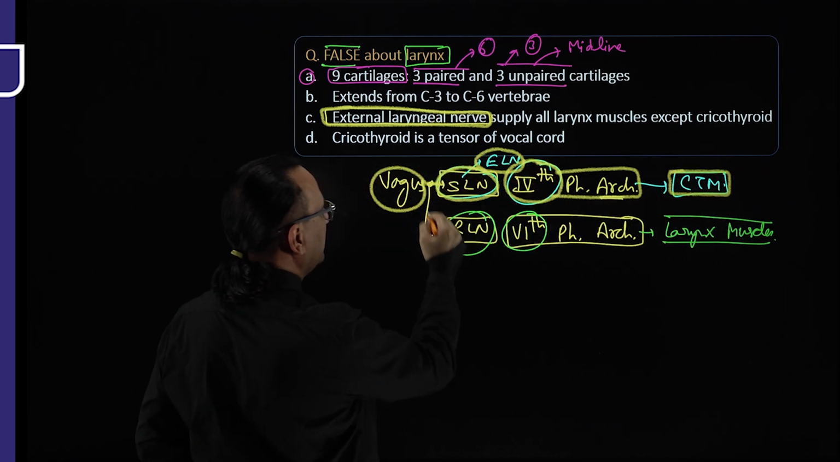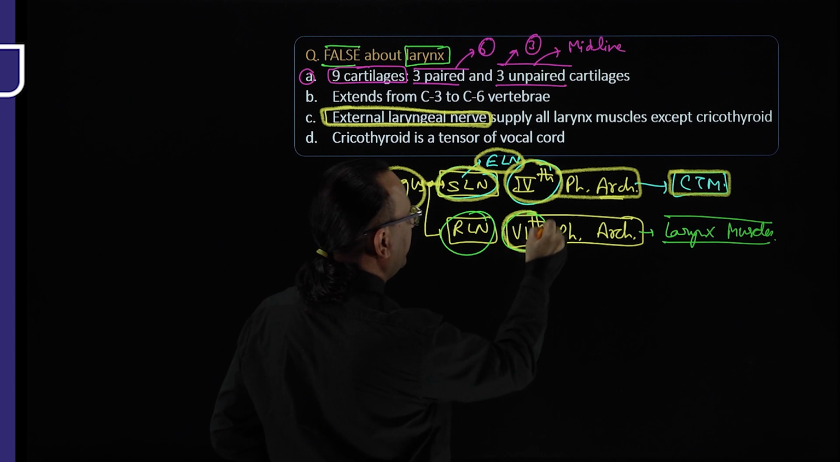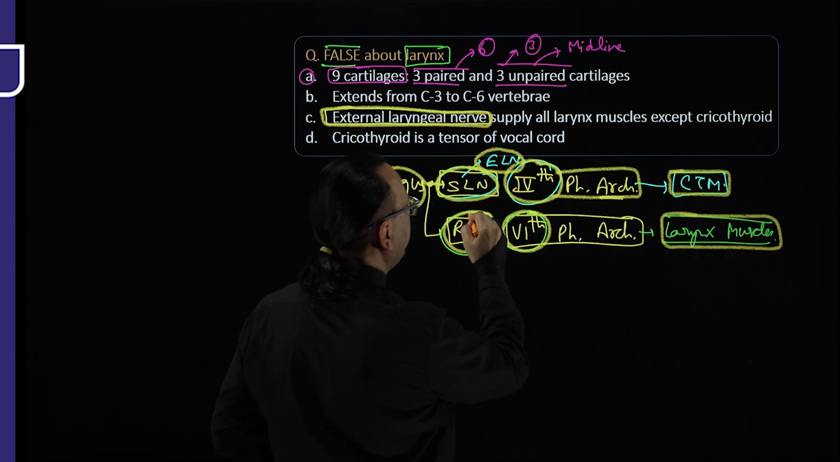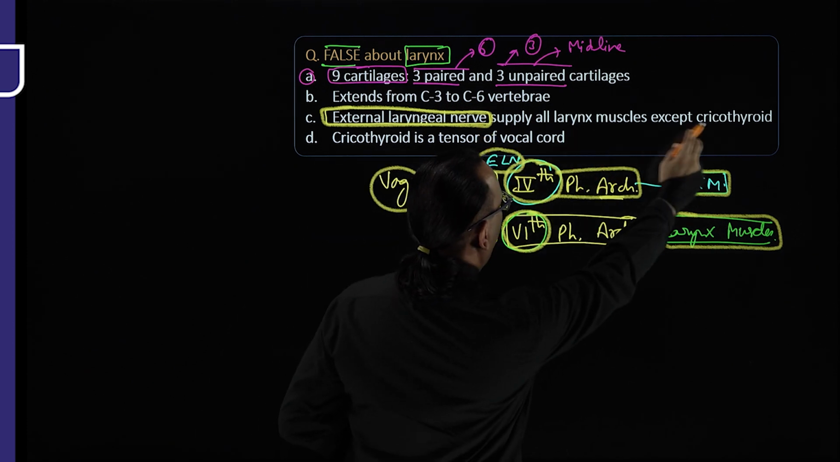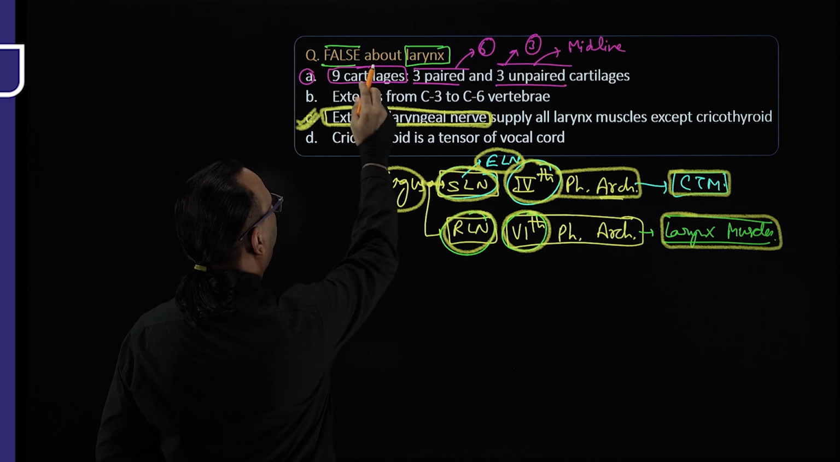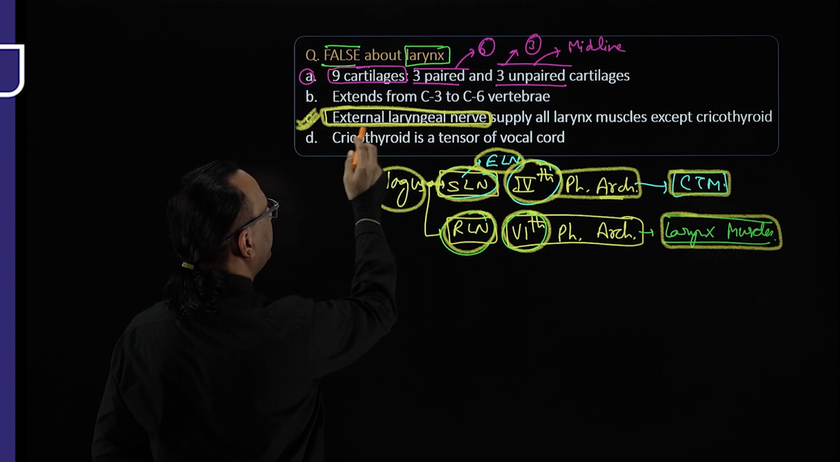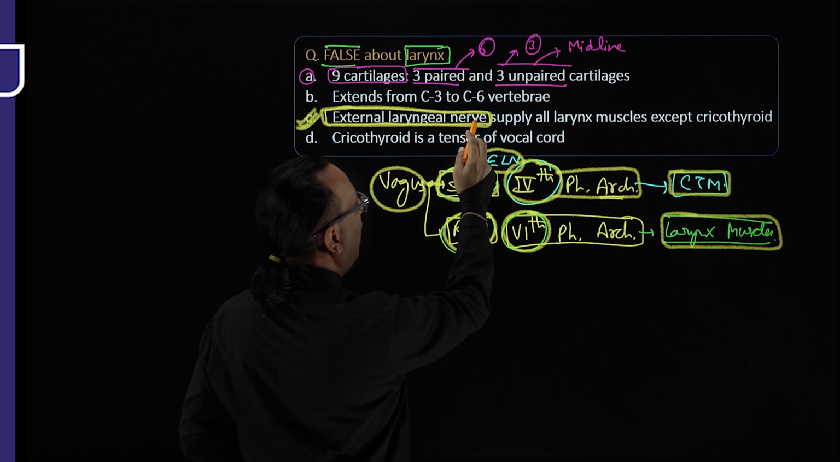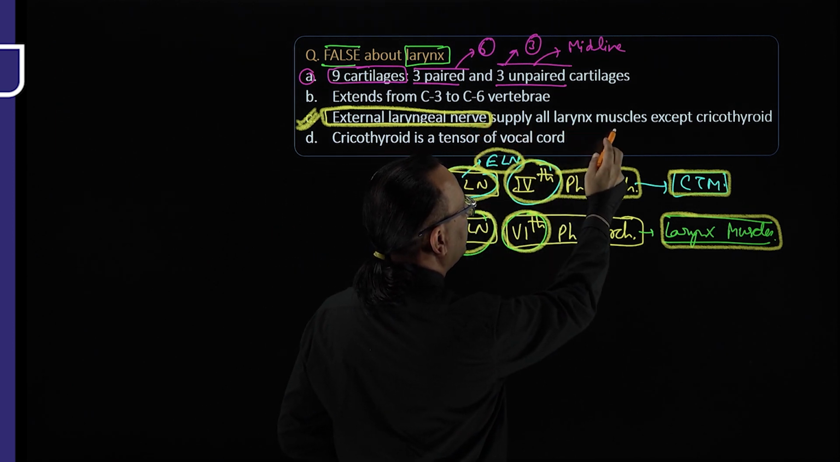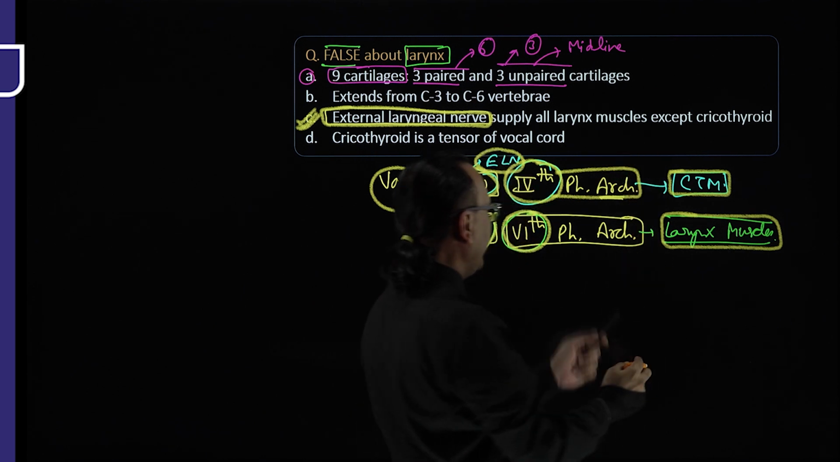Otherwise, all the larynx muscles, since they are developing in sixth pharyngeal arch, they should be supplied by recurrent laryngeal nerve. As you can understand, this statement is not a correct statement, and since it is a false statement, that will become our answer. False about larynx is choice number C. External laryngeal nerve will supply only one muscle of larynx, that is cricothyroid muscle. Otherwise, all larynx muscles are supplied by recurrent laryngeal nerve.